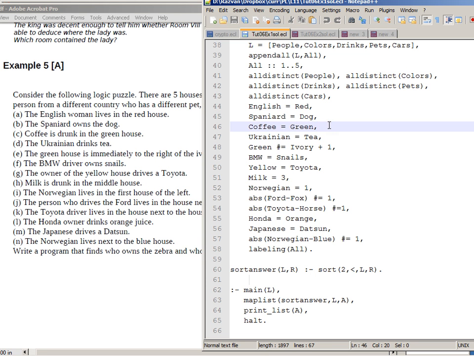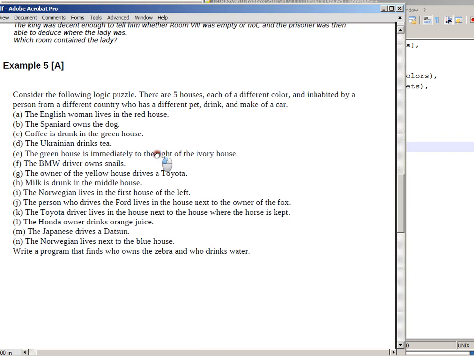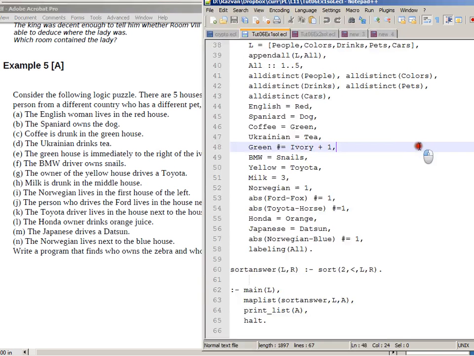When I read coffee is green, I'm thinking coffee has color green. But coffee is drunk in the greenhouse. Ukrainian drinks tea, the next one. Green is ivory plus 1, so the greenhouse is next to the ivory house. And actually, it says it's immediately to the right of the ivory house. So assuming that the houses are neighboring each other because they're placed in consecutive order, the greenhouse should be the ivory house plus 1.